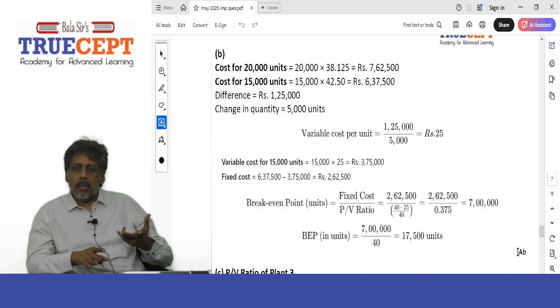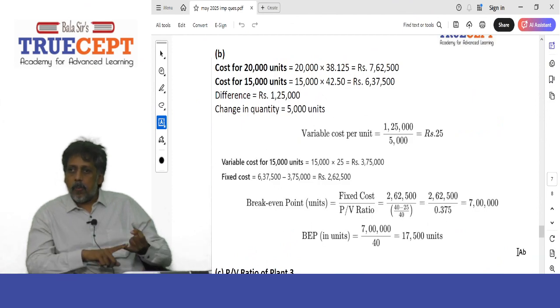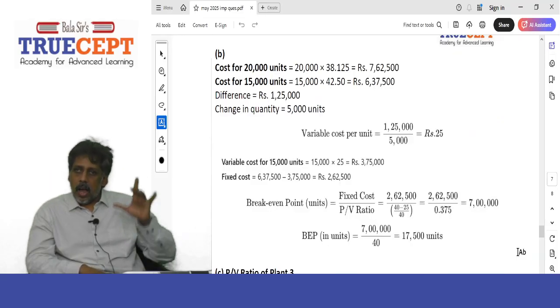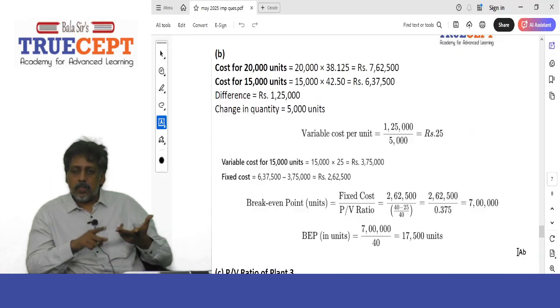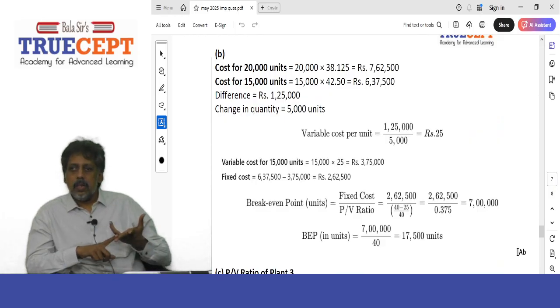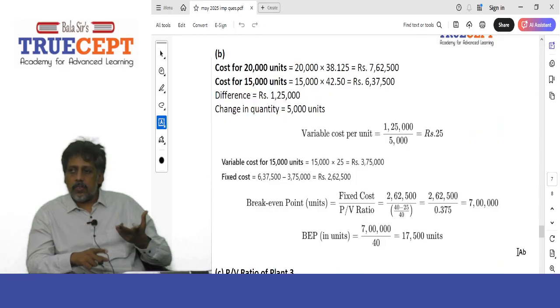Now tell me, when you produce 15,000 units, what is the cost? 15,000 is 42.5. Multiply and find the total cost. 6,37,500. And what is 20,000 units into 38.125? 7,62,500. Now use the formula: change in cost, difference in cost, by change in volume.